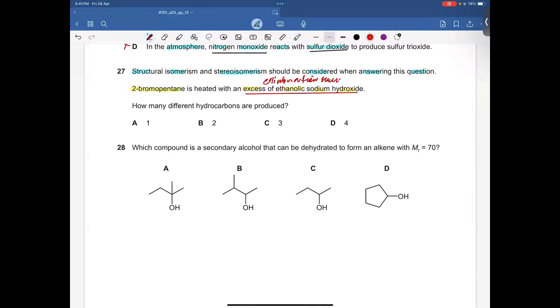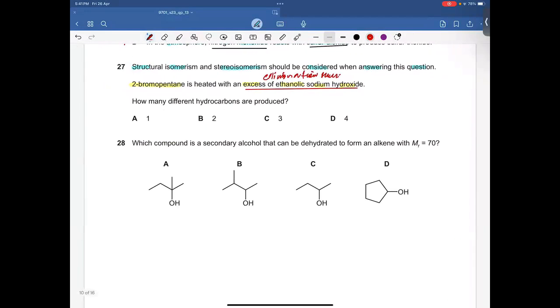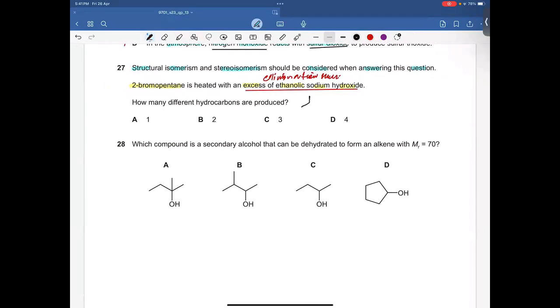So 2-bromopentane is your alkyl halide. This is your 2-bromopentane. And when it undergoes elimination, obviously you will get pentene, sorry, pentene. Okay, this one. 1, 2, 3, 4, 5. So in fact you will get 2 different alkenes here.